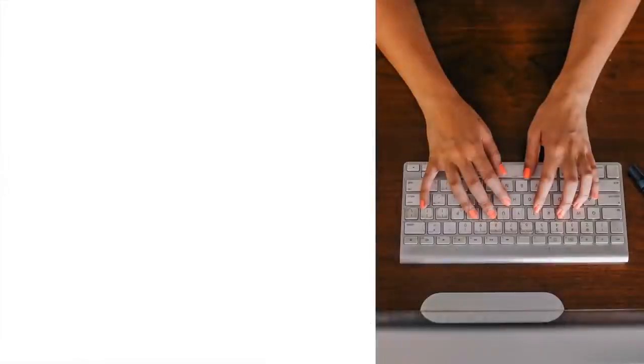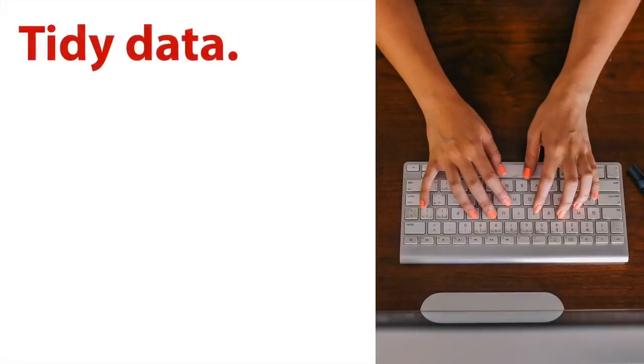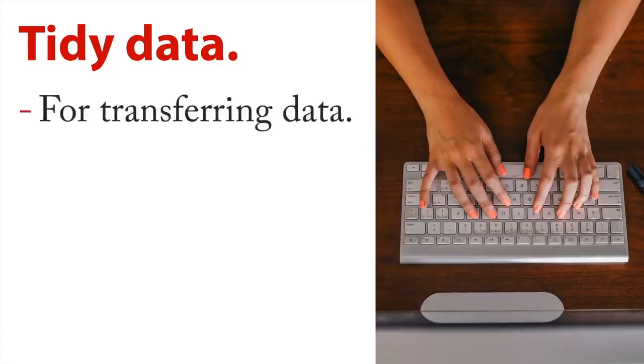Now, when you're working with spreadsheets, however, there's one thing you need to be aware of. They're really flexible, but that flexibility can be a problem, and that when you're working in data science, you specifically want to be concerned about something called tidy data. That's a term I borrowed from Hadley Wickham, very well-known developer in the R world. Tidy data is for transferring data and making it work well. There's a few rules here that undo some of the flexibility inherent in spreadsheets.